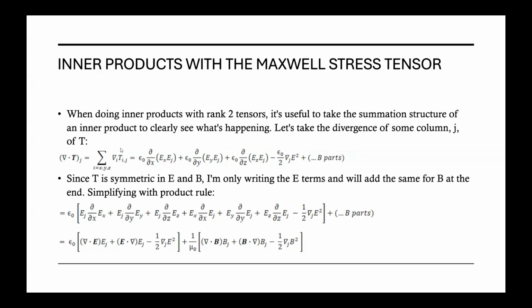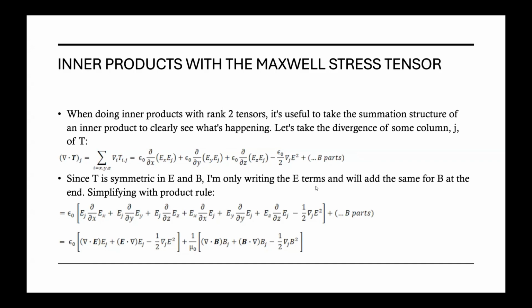So then nabla x is going to be your d over dx, nabla y is going to be your d over dy, nabla z is going to be your d over dz. And then of course, since the Kronecker delta is equal to one only for equality, this term is just going to be nabla j here. And then of course the b parts are going to be the exact same, just with a 1 over mu naught.